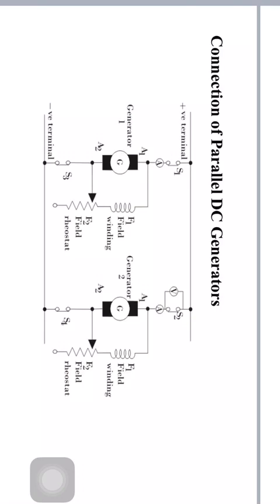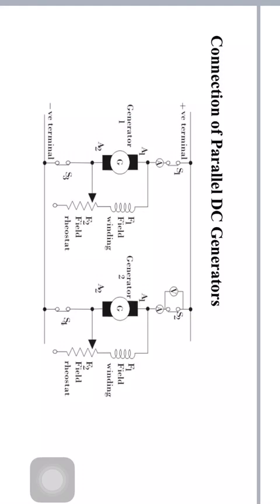Now the load may be shifted from one shunt generator to another by adjusting the field excitation. So we are shifting the load from one generator to another. Thus, if generator 1 is to be shut down, the whole load can be shifted on to generator 2, provided it has the capacity to supply that load. We have to take care of that.